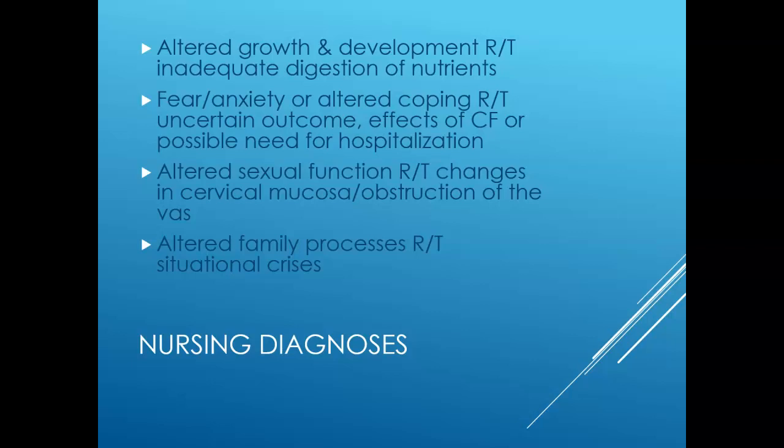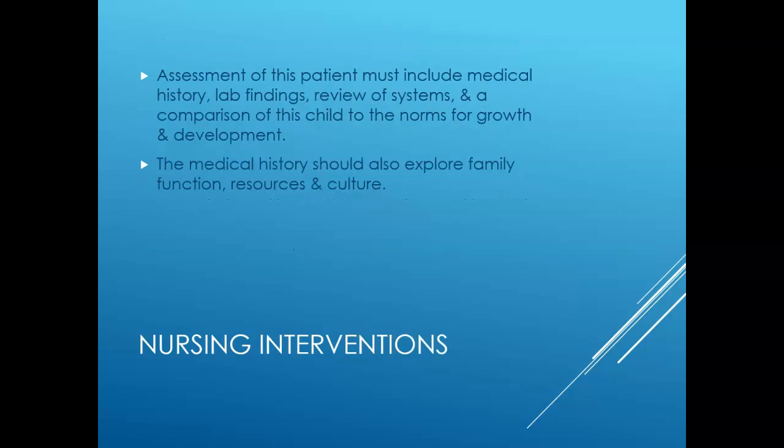Remember, they're living a little bit longer, so they are living into their teens and young adulthood, and as part of that, the sexual development usually is fairly normal, but they will have altered sexual function related to the increase in cervical mucosa and obstruction of the vas deferens. And so there's a lot that you could do as the person progresses and ages with this particular condition. There's also altered family process related to situational crisis.